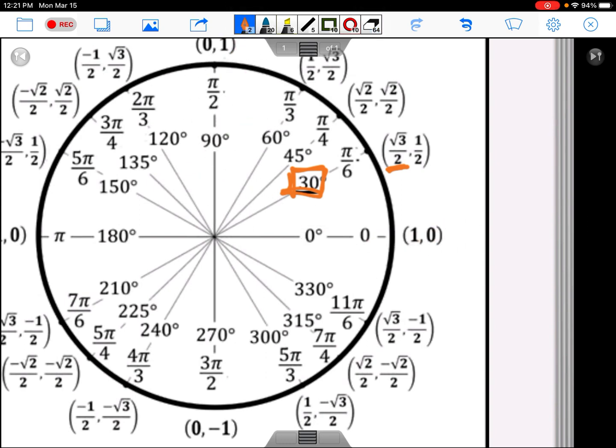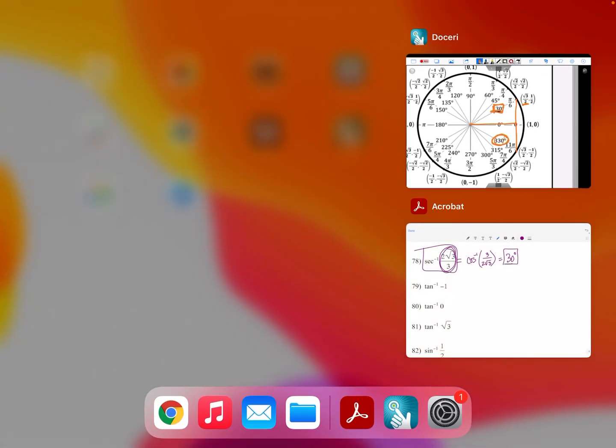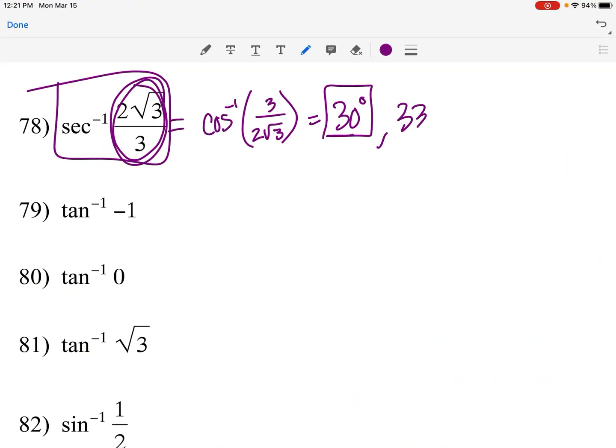Erase my marks from before. It looks like cosine is an x value. So if we think about it x-value wise, these two are going to have the same x value. So another answer for us is going to be 330. And there we go, there's our two answers. So use your calculator to your advantage, but don't forget how to find your other answers.